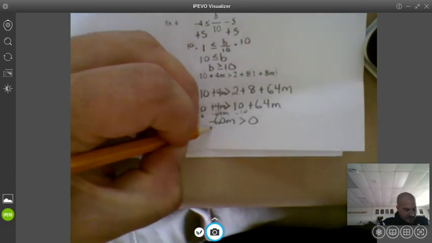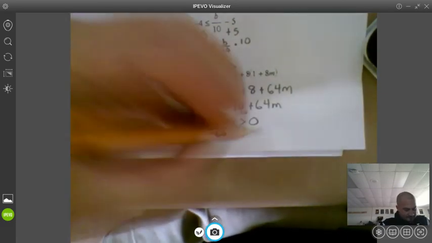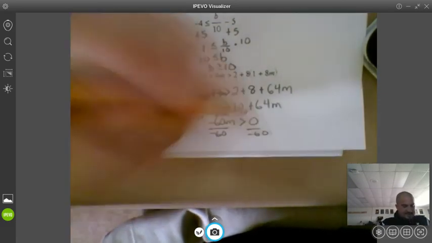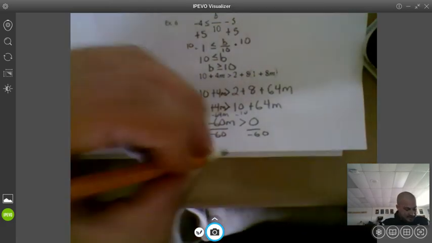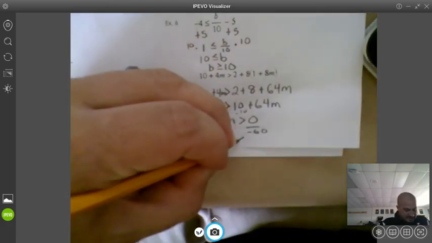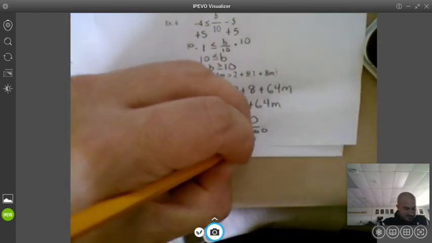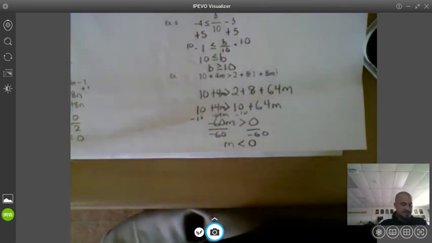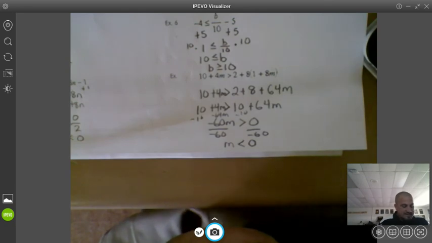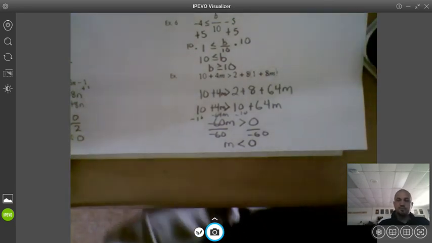We'll divide by negative 60. Anytime you divide by a negative, you flip the sign. So m is less than, so it goes from greater than to less than 0, because 0 divided by anything still gives us 0. And that is example number 8. And that was your last example on this sheet.